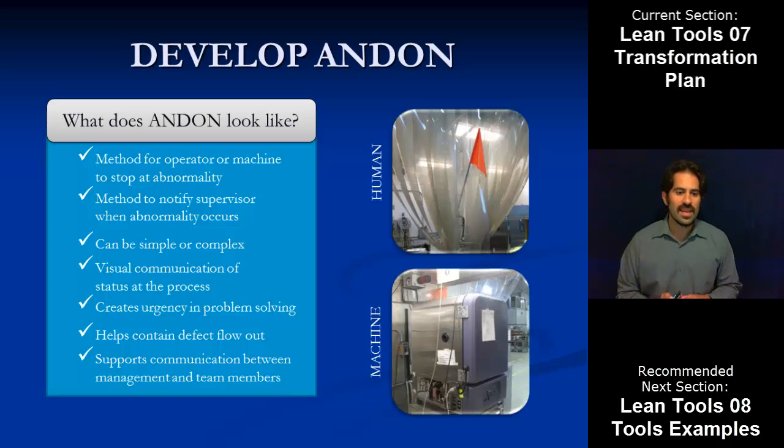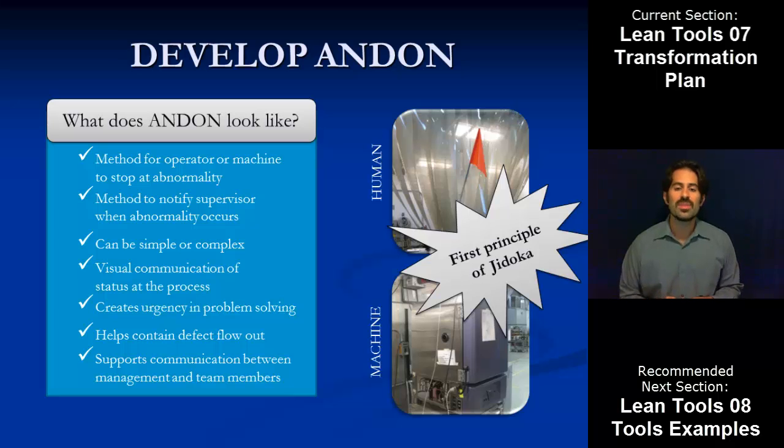And then the last bullet there is that it's a mechanism and a tool to support communication between management and team members. We don't have to go track people down or wait for someone to show up or wait for someone to make their rounds. Now when there's an urgent need, we have a method for the team member to signal that they need support, and a method by which we can make sure that management is responsive and provides that support in real time. So that's why we want to make sure we have a good, robust ANDON system in place.